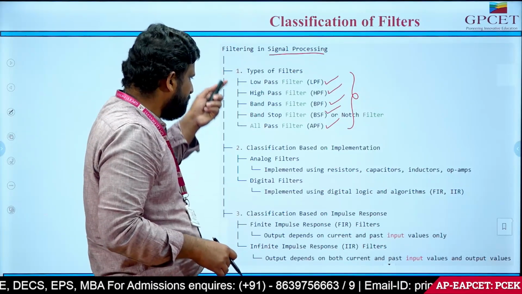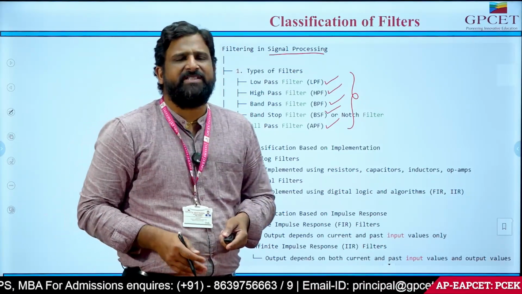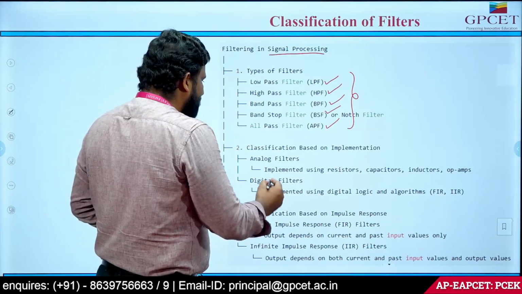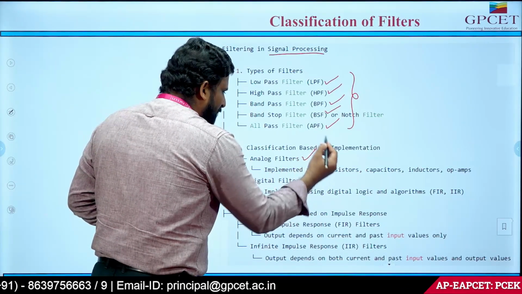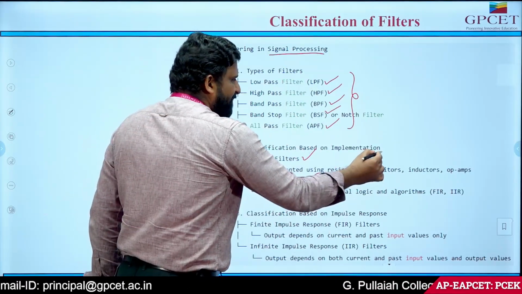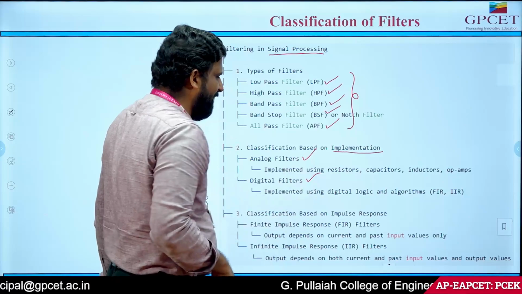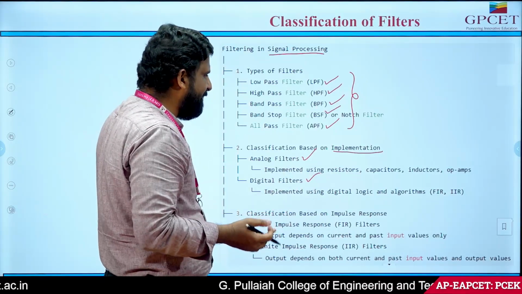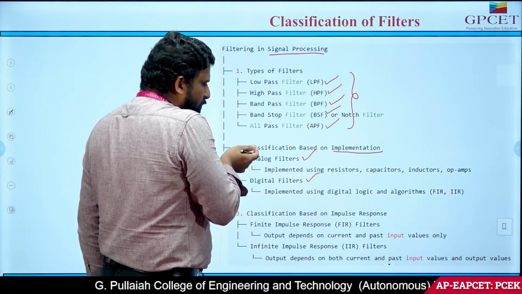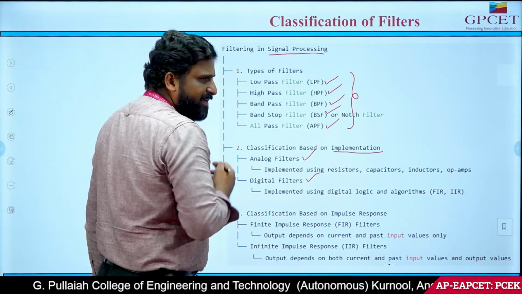So here, coming to another classification: depending upon the implementation, these filters are being classified into two types. One is analog filter and the second one is digital filter. You can see this word, classification based on the implementation. That means because of this implementation, this classification has been done into two types: analog filter and digital filter.